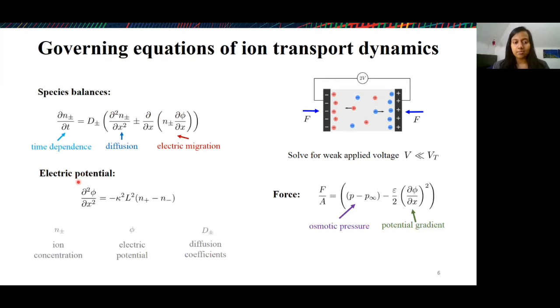We also have an electric potential balance, which is where the electric potential is balanced against the charge density in the system. Here, phi is the electric potential. Now we can solve this system of equations in the limit of weak applied voltages. That is, the applied voltage is smaller than the thermal voltage scale. And using this, we're able to derive an asymptotic approximation to the ion distributions and electric potential in the system. And using that, we're then able to derive an approximation for what the force looks like as a function of time in the system.